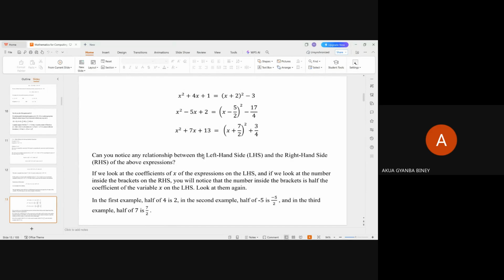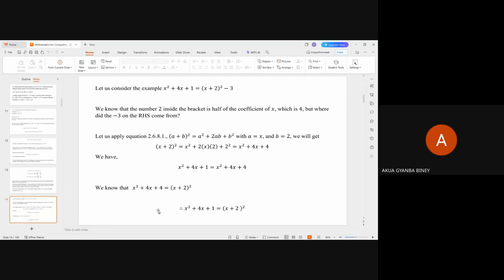Can you notice any relationship between the left-hand side and the right-hand side? If you look at the coefficient of x of the expression on the left-hand side, and the number inside the bracket on the right-hand side, you will notice that the number inside the bracket is half the coefficient of the variable x, the one I was referring to as b. In the first example, half of 4 is 2, -5 to -5/2, 7 to 7/2.